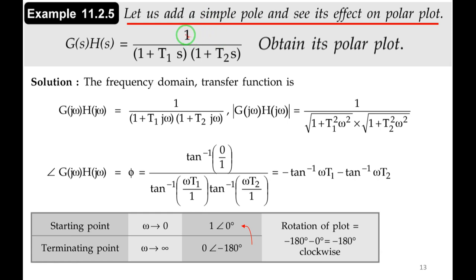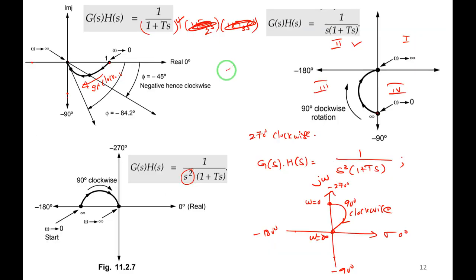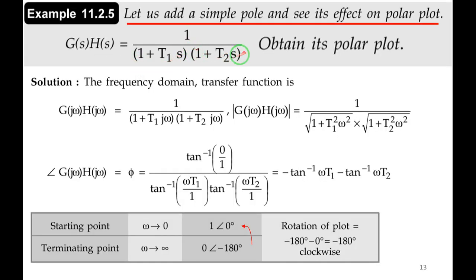Okay, what is the effect? Let us add a simple pole and see its effect on the polar plot. G of s into h of s is given as 1 divided by 1 plus t1s, and one more simple pole, which we know already. So I will add one more simple pole, 1 plus t2s, and obtain the polar plot. If 1 plus t2s is not there, the plot will come like this for 1 plus ts. This is the nature of the polar plot. But if I add one more simple pole, what will happen? We will see the effect of that.